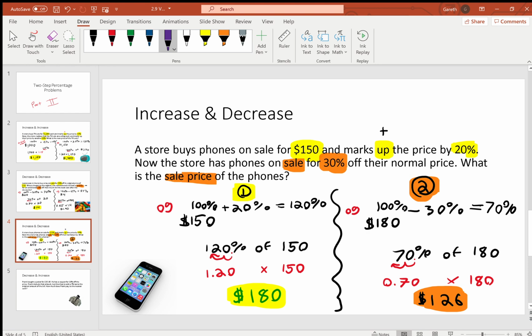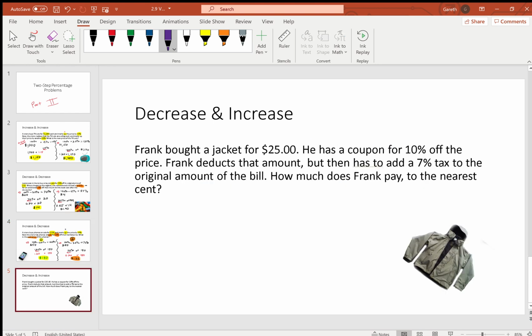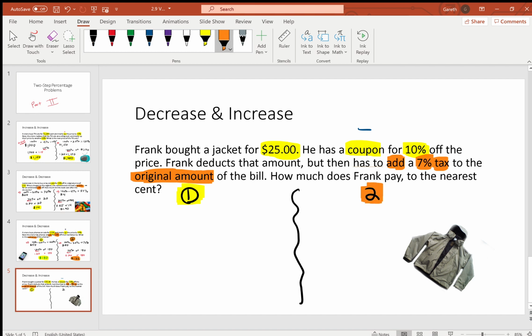Okay, let's move on to the second and final example of this video. Decrease then increase, yeah? Frank bought a jacket for $25. He has a coupon for 10% off the price. Coupon means I'm subtracting. That's a sale, kind of. Okay, so Frank deducts the amount, but then, when he's going to pay, he has to go ahead and add a 7% tax to the original amount of the bill. How much does Frank pay to the nearest cent? Now, this is a tricky one, okay? So, as always, 2 steps.